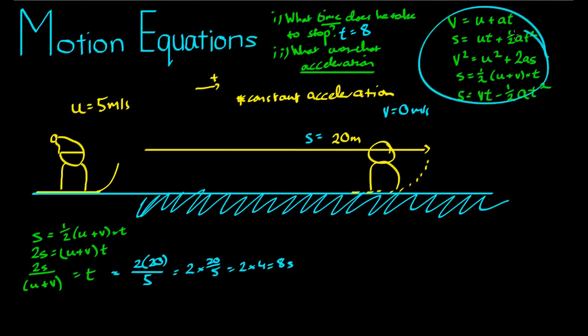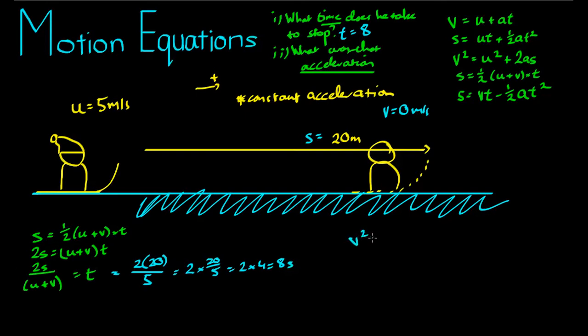Instead, we're going to use a formula that has v, u, s, and a in it, which would be this one here. That way, we're only relying on the figures we've been given by the question, not the figures we've worked out for ourselves. So we have v squared equals u squared plus 2as. We want to get a by itself.